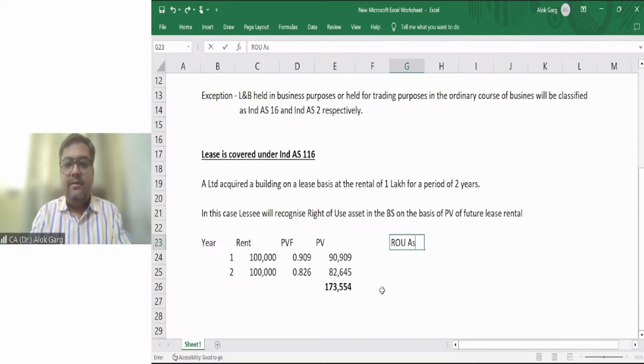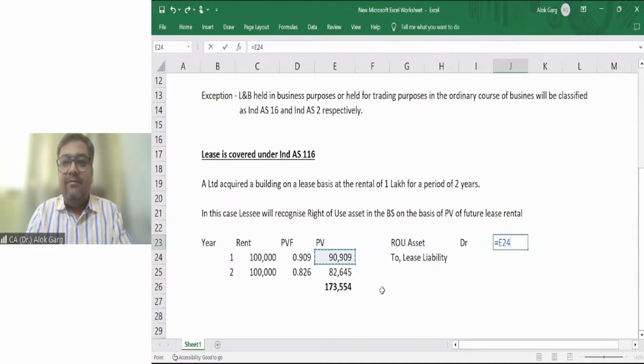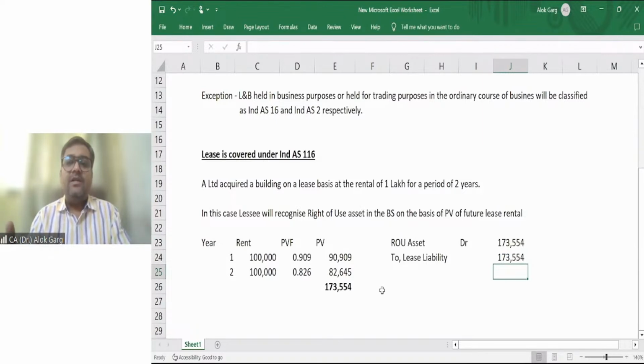Accounting entry the lessee will pass: ROU asset account debit, to lease liability. This is the accounting entry passed on day one, right? This ROU will be depreciated and the lease liability will be compounded with interest and reduced by paying the rental of 1 lakh every year. Friends, I'm not teaching you Ind AS 116 here. You will have a separate class, a separate session on Ind AS 116. But right now, what I'm trying to tell you is that even if a lessee has acquired an asset on lease basis, that lessee has to create an asset in the balance sheet.